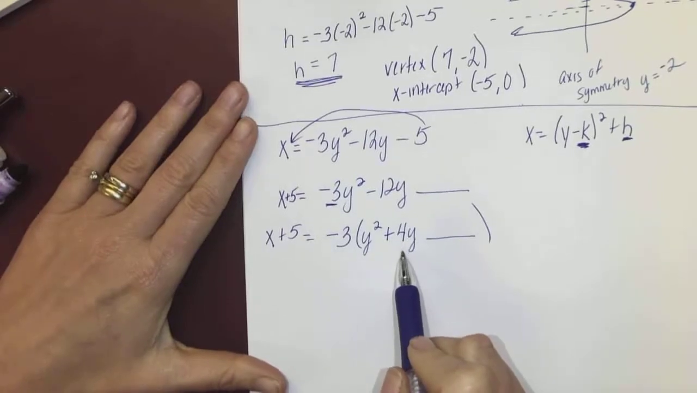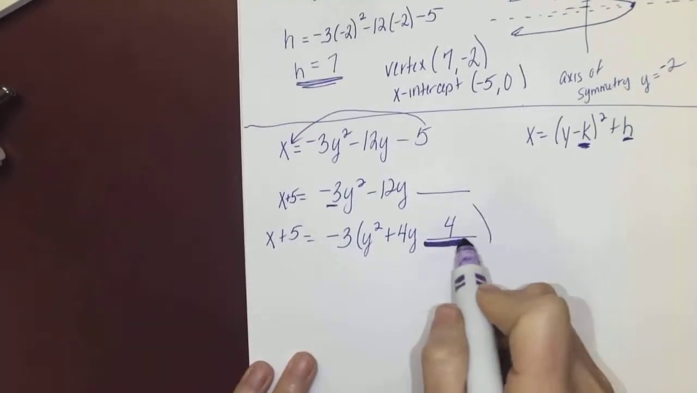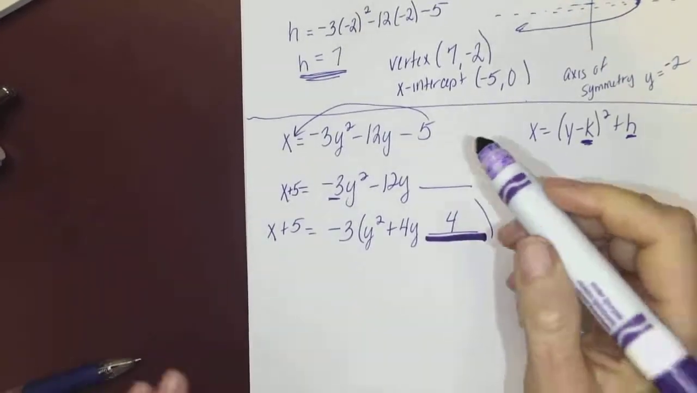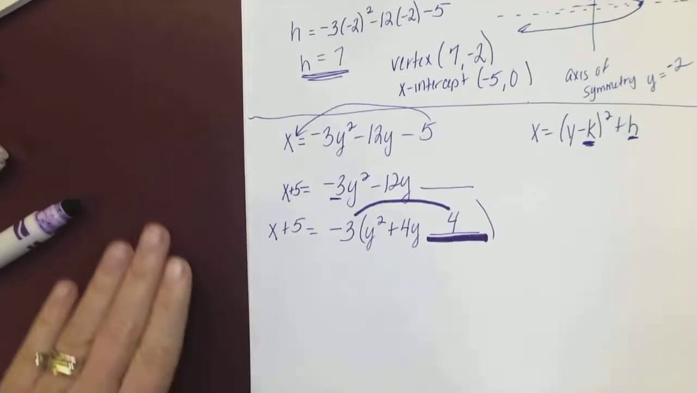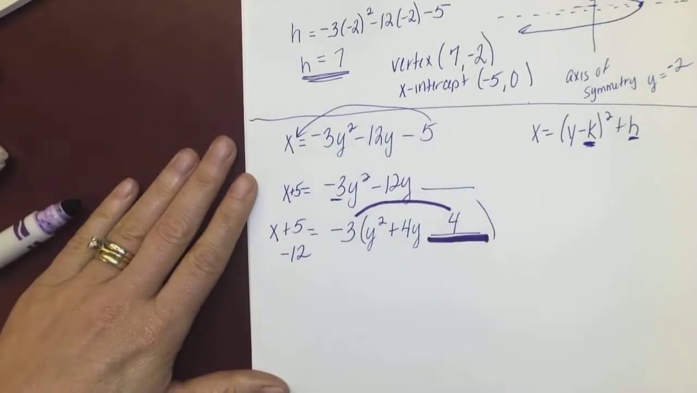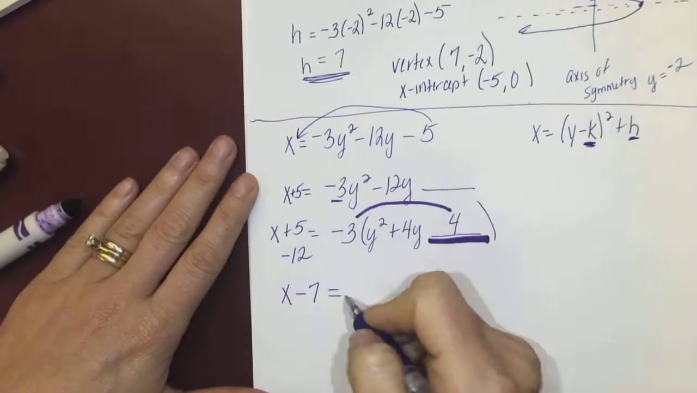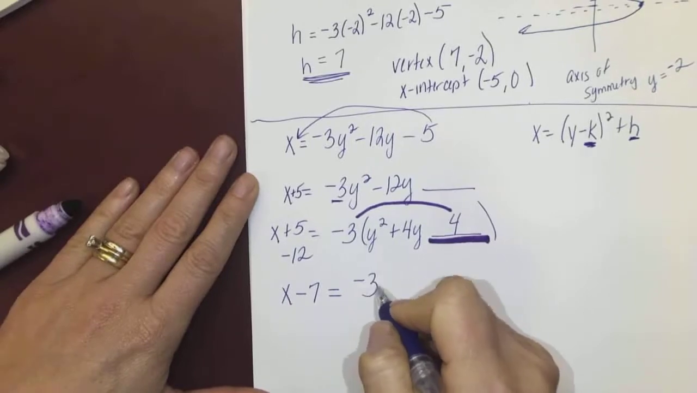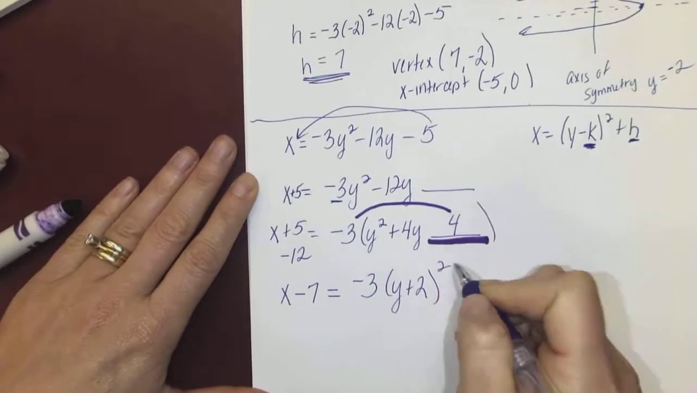Half of 4 is 2. 2 squared is 4. But did I really add just 4? No, I actually added a -12 to that side. So if I put a -12 on that side, I'll need to put a -12 on this side. So I'll have x minus 7 equals -3 times (y plus 2) squared.